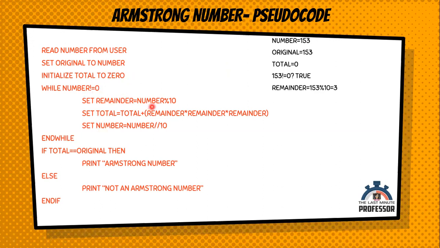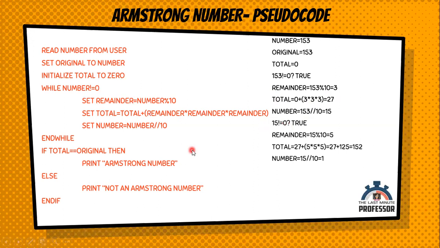So 153 by 10, the remainder is 3. So we have obtained the last digit here. Find the total, that is 0 plus 3 cube. We have calculated the value of 3 cube here and stored it in total. Now the number gets updated as 15. Again, the condition is checked. 15 is not equal to 0. So the 3 lines get repeated. So now we have obtained the next digit, that is 5.